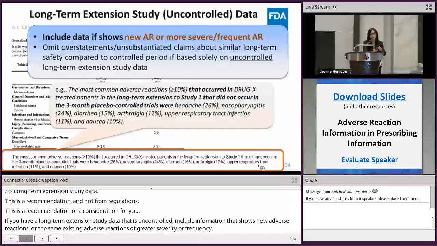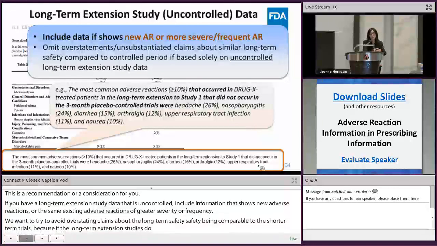So in other words, limit it to positive findings, and if at all possible, stay silent about similarities to shorter-term data if this information is coming from uncontrolled extension studies.